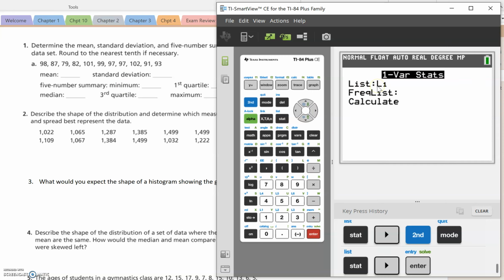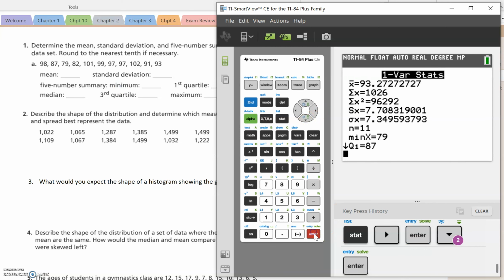I am doing problem number 1 over here on our screen, and I typed that data into list 1 on my calculator, so I don't need to change anything. I can just click calculate, and it's going to give me all of these things. Now you need to know what some of these symbols mean. X with a line on top of it, that is your mean. So our mean of this data set is 93.27.